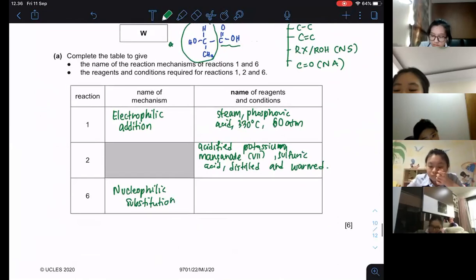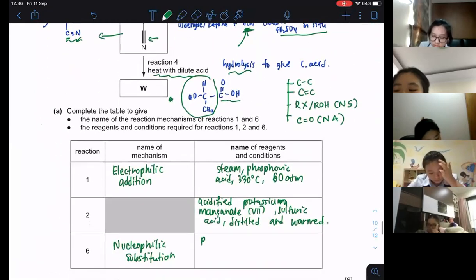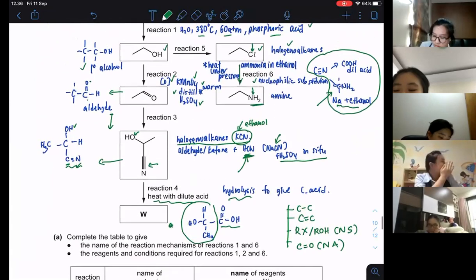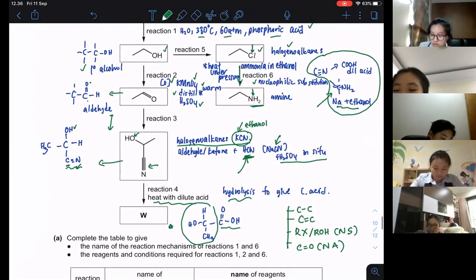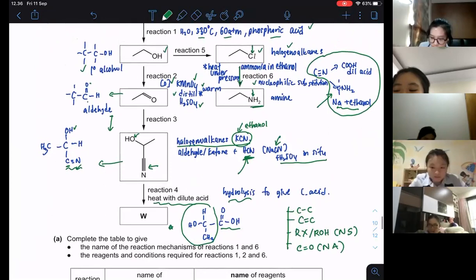Name of the reagent and condition. So that is going to be potassium cyanide, KCN in ethanol. Okay, potassium cyanide in ethanol. So this is going to actually explain about that. Yeah, potassium cyanide in ethanol.